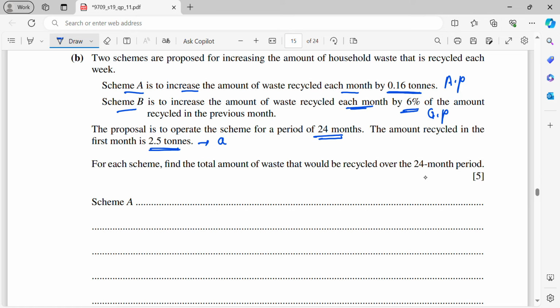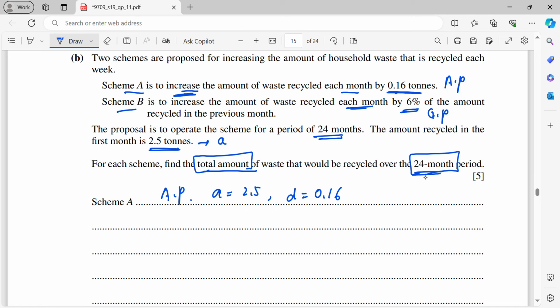Now for each scheme, find the total amount of waste that would be recycled after the 24-month period. So now for scheme A, we know that scheme A is basically arithmetic progression. Now your A is 2.5, and because it increases by 0.16 tons each month, that means the D is 0.16. And now you need to find out the total amount over the 24 period.